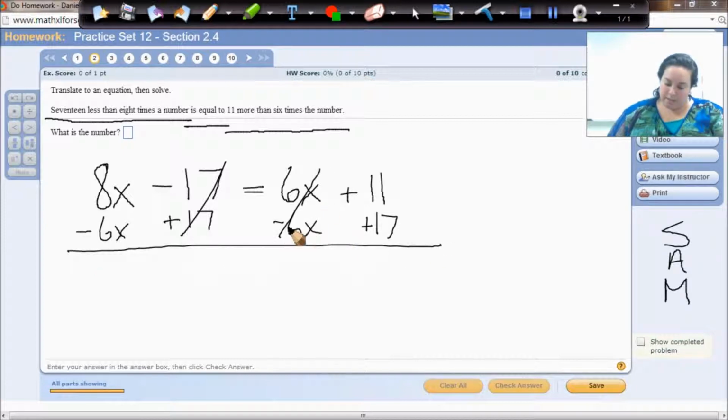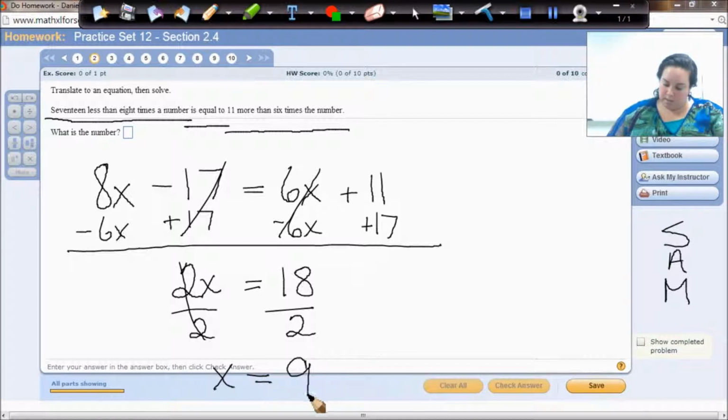Okay, that will cancel. So we get 2x equals 18. Now we'll use the multiplication property of equality to divide both sides by 2. So we get x equals 9. Great job. Okay, let's move on to number 3.